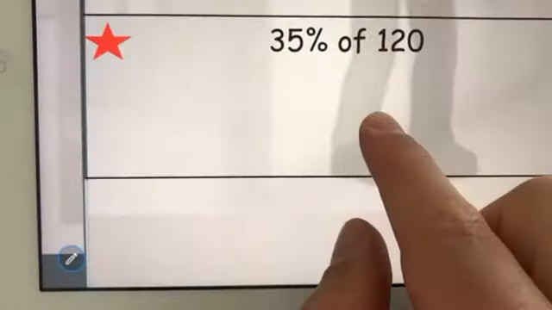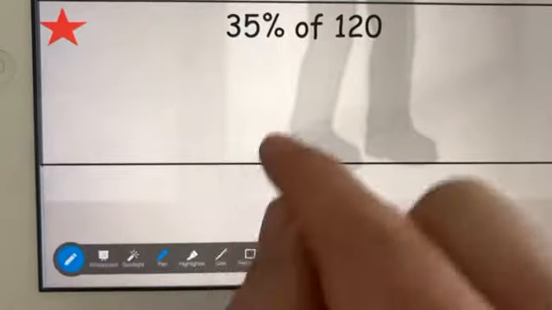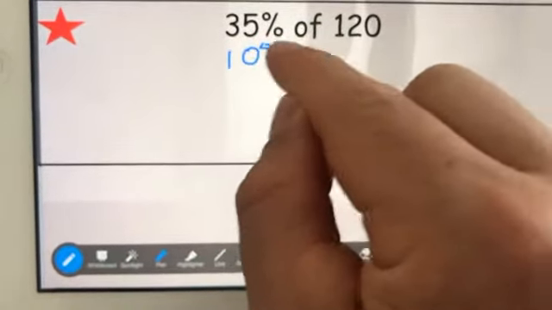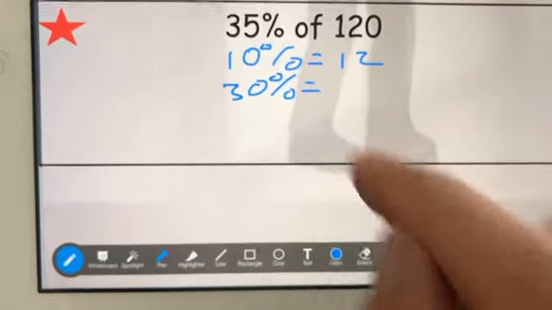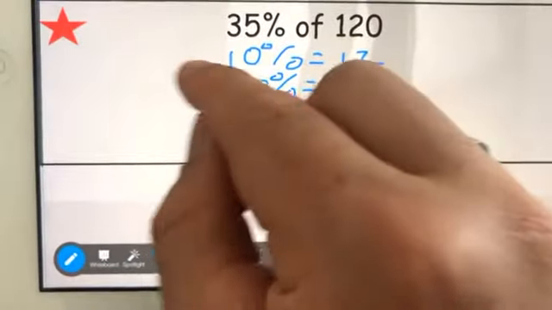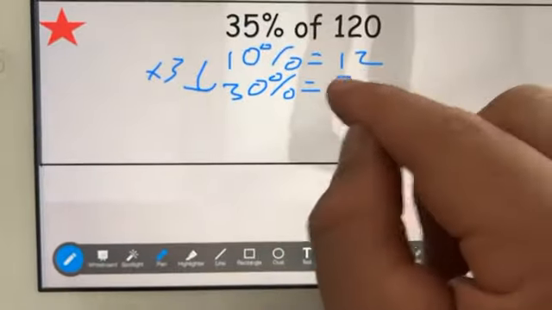Next one, 35% of 120. Okay, this is worth 1 point. 10% first. 10% is 12. 30% would be 3 times that, because we need 30 to make 35%. 30% would be 3 times that, which would be 36.